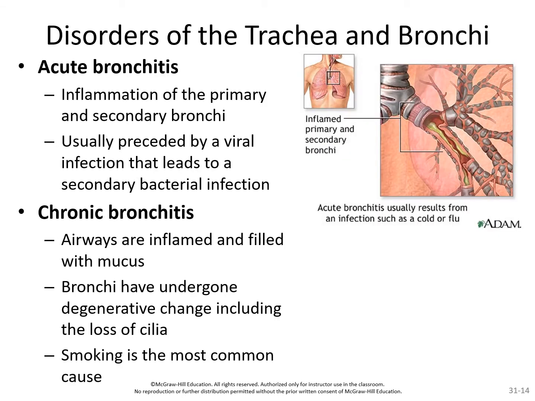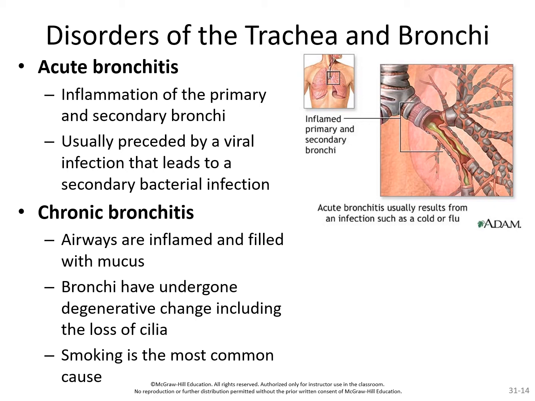Okay, so now we're going to take a look at some disorders of the trachea and the bronchi, and then after that we'll take a look at disorders of the actual respiratory tissue itself. So this picture on the right shows you acute bronchitis, and if you look at that picture of the bronchus, you'll see that there's mucus lining it. This mucus can cause difficulty breathing. So you've got a couple of things happening, and it's inflammation of the primary and of the secondary bronchi.